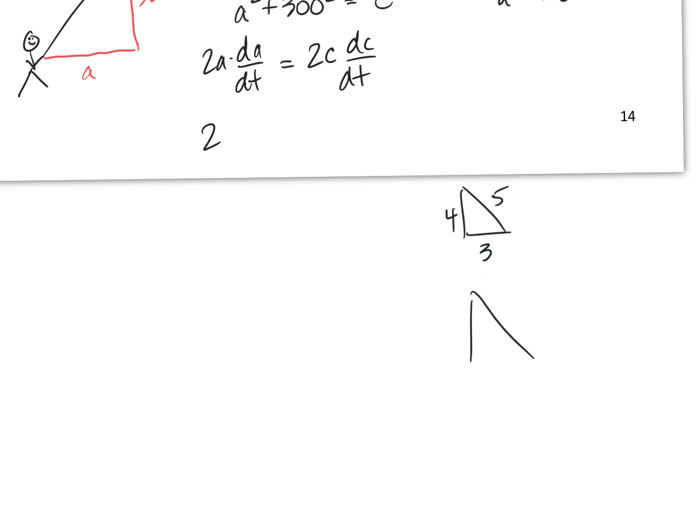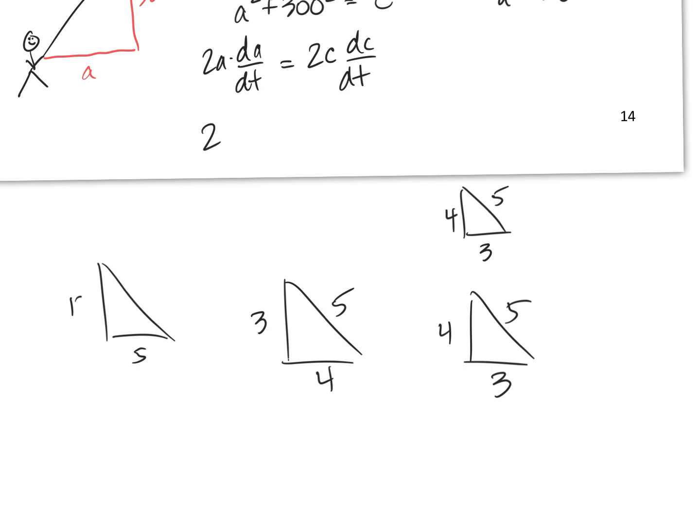What if I gave you that this is 4 and that's 5? What does this have to be? 3. What if I gave you that this is 3 and this is 4? Anyone remember another Pythagorean triple? Isn't there a 9, 11, 13? Not 9, 11, 13: 5, 12, 13.